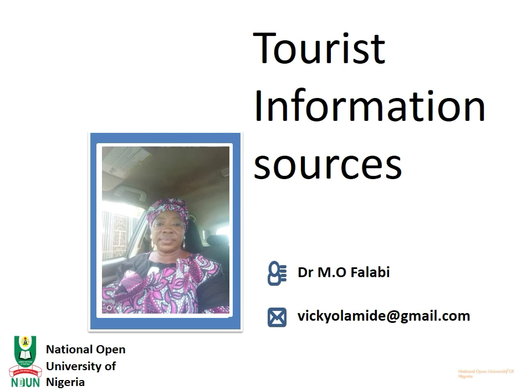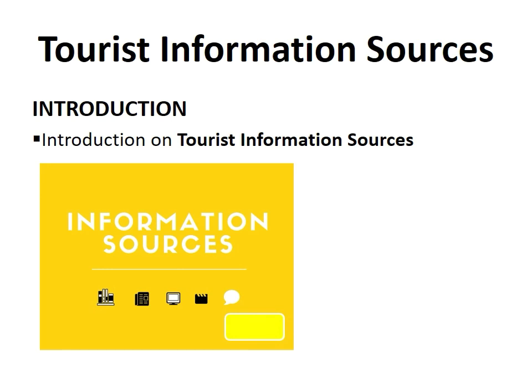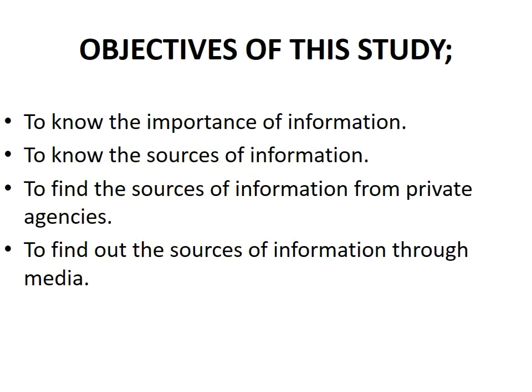I am to discuss the last unit, which is Unit 8, Tourist Information Sources. Tourist information sources are the information needed by the tourist to know tourist attractions for their pleasure. The objective of this study is to know the importance of information, to know the sources of information, and to also find out the sources of information through the media.